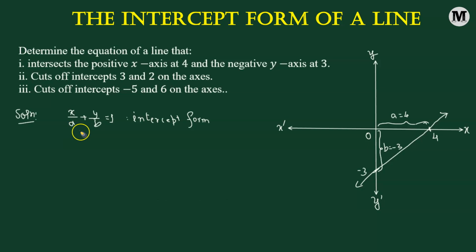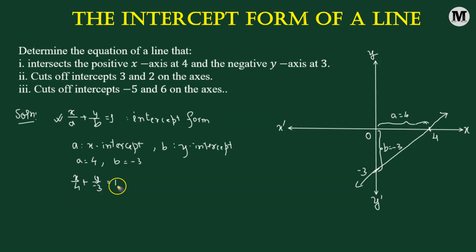Now A is referred to as the x-intercept, and B is the y-intercept value. We are given these two values, A equals 4 units and B equals negative 3 units. We're going to substitute these values into the intercept form to get x over 4 plus y over negative 3 equals 1. So this is the equation of the line, and if we keep the equation in this format, then this is the equation of the line given in the intercept form.